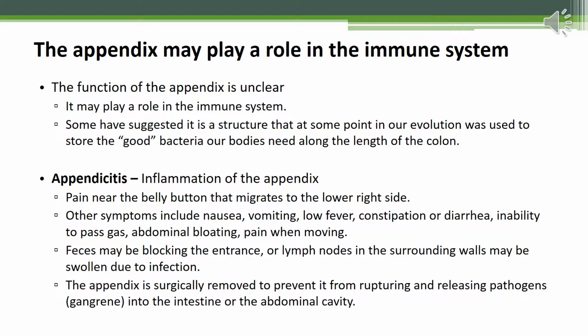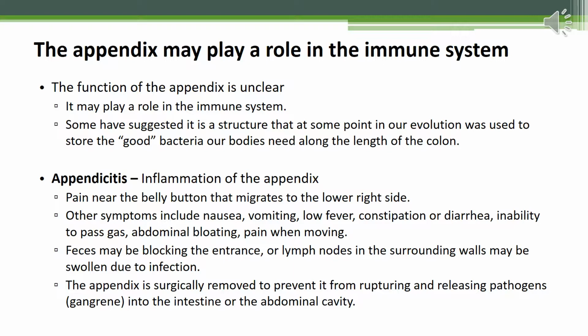Some scientists have suggested that it is a structure which at some point in our evolution was used to store the good bacteria which our bodies need along the length of the colon. So here they're just saying that it's an area for bacteria storage, even though I would say if this theory is indeed true, it would be used more like the cecum in a horse or something, or another hindgut fermenter. Don't worry about that, but that's just what we call those types of animals.